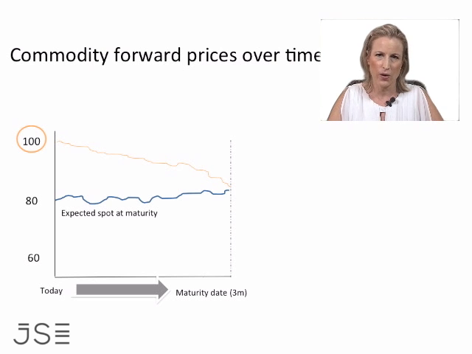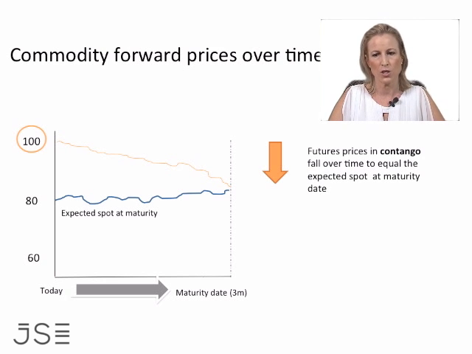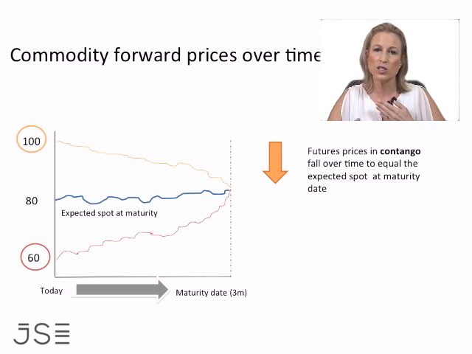Well, it has to be so, otherwise there'd be a clear arbitrage opportunity. So we talk about now contango with respect to that the future prices will fall over time to eventually equal the expected spot at maturity. What about prices that are in backwardation? This means the forward price is lower than the expected spot price at maturity. Well, now, by virtue of the same fact, we expect these prices, as the maturity reduces over time, to equal the spot rate, the expected spot rate.